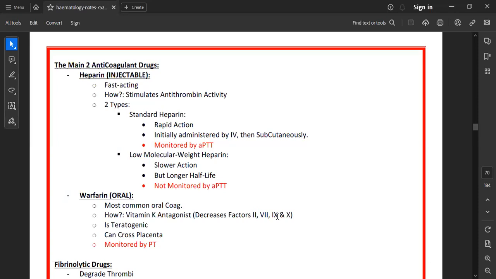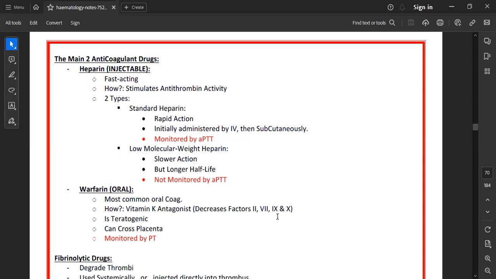You remember APTT was selected for the extrinsic pathway. Was it extrinsic or intrinsic? Extrinsic. Intrinsic. I'm not sure. I thought PT was extrinsic, then APTT was intrinsic. Okay, APTT intrinsic, PT extrinsic. Yeah. Okay.